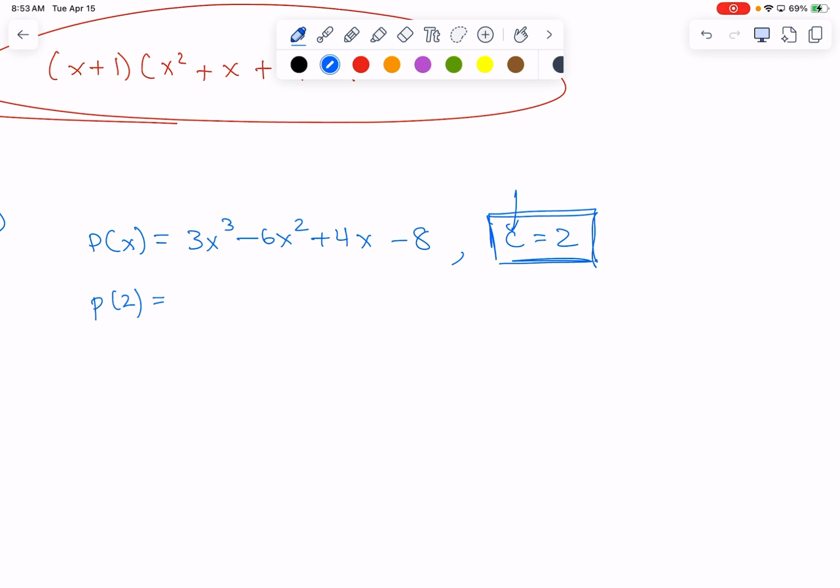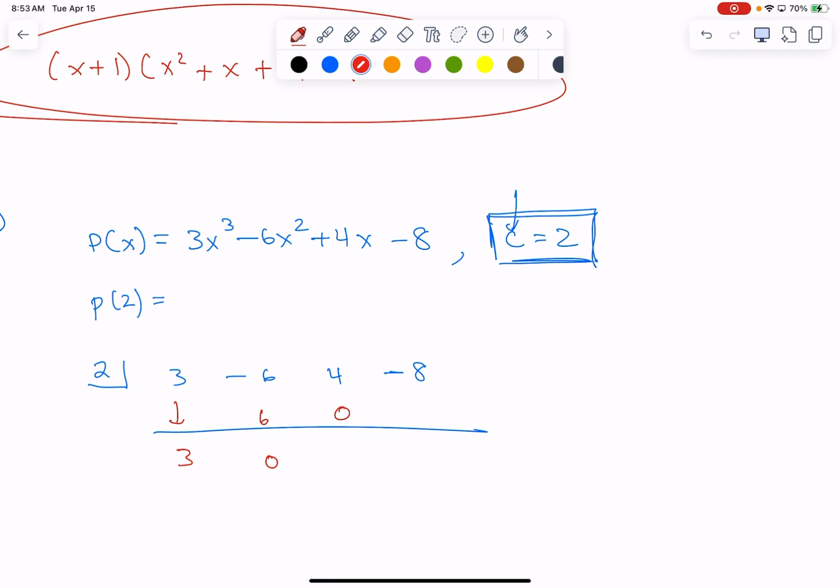All right, what goes in the box? 2. We've got a 3, a -6, a 4, and a -8. Watch. This is what your synthetic division should look like when you get really good. Drop the 3. You get a 6. You get a 0. You get a 4. You get an 8. You get a 0.